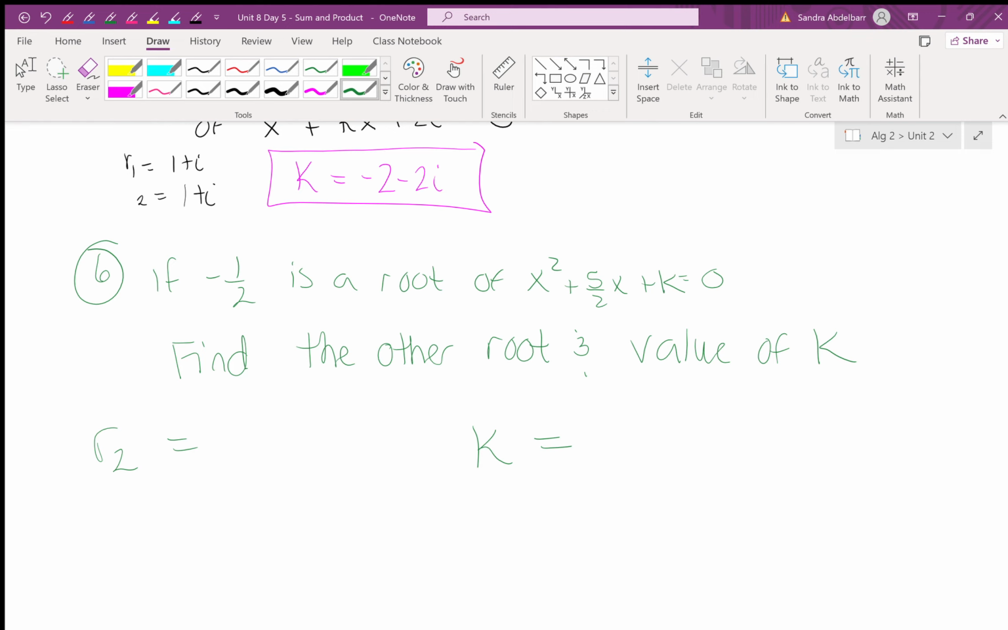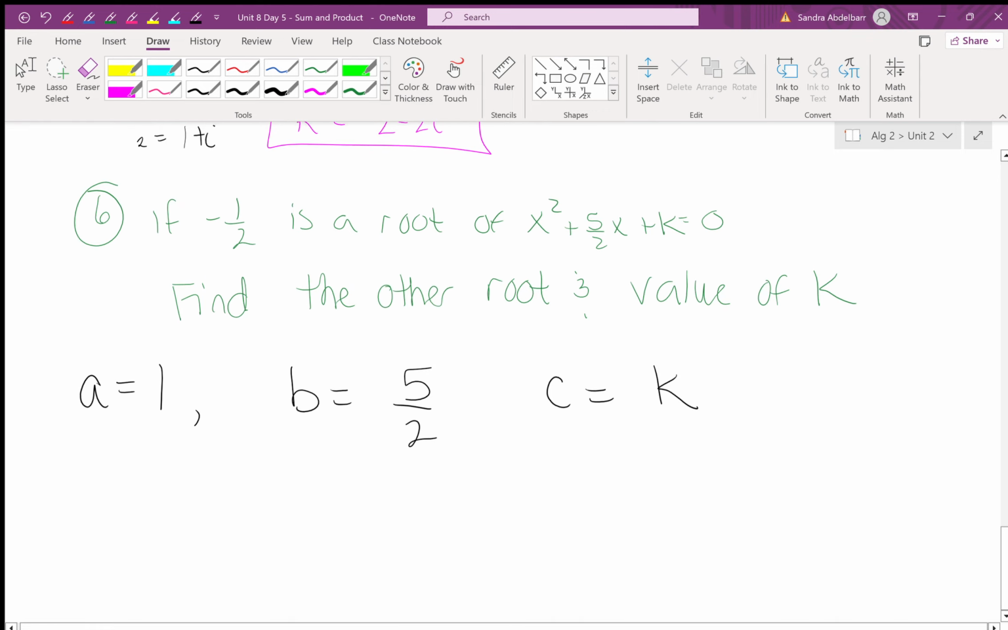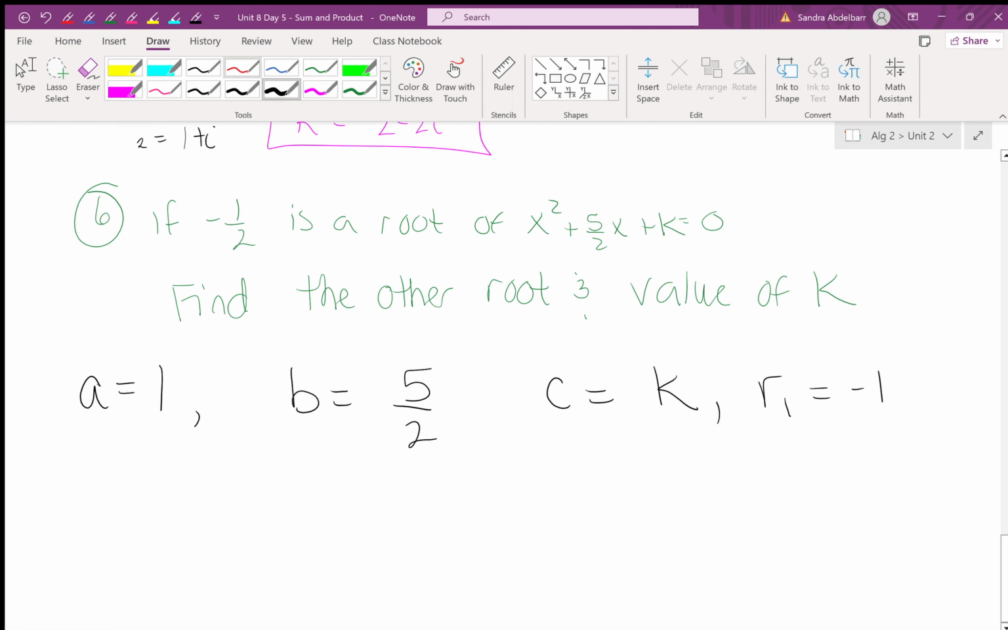All right, what'd we get? I got the same. Who needs to see me do this? We'll do it? Okay. So, Dravid, let's go through what we know. What's A? 1. What's B? What's C? K. Okay, and what's root 1? Negative 1/2.